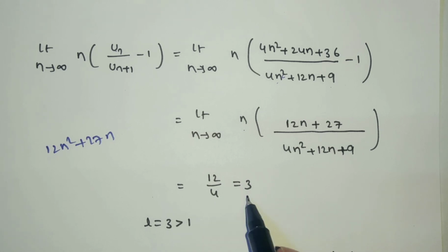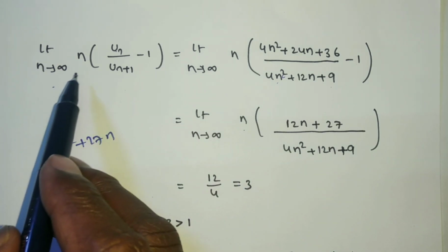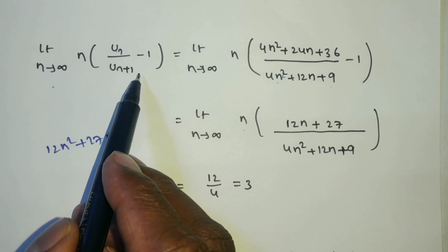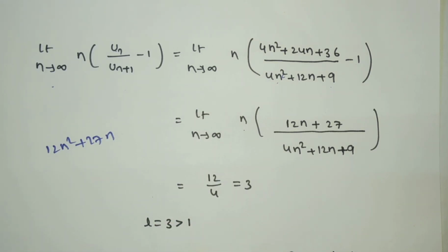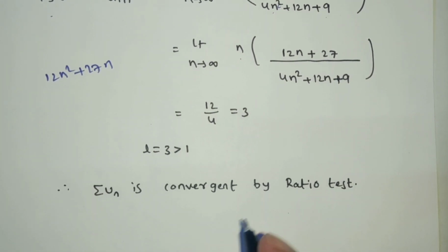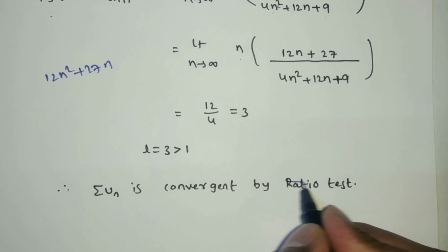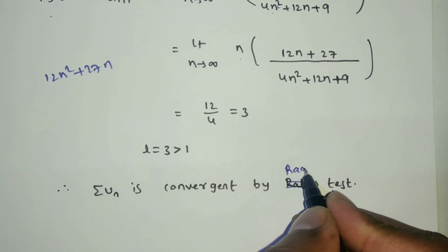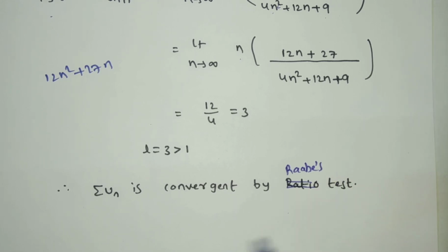That is 3. What is 3 here? Limit n tends to infinity n into un by un plus 1 minus 1 value is 3, which is greater than 1. Therefore, by Raabe's test, the given series is convergent.